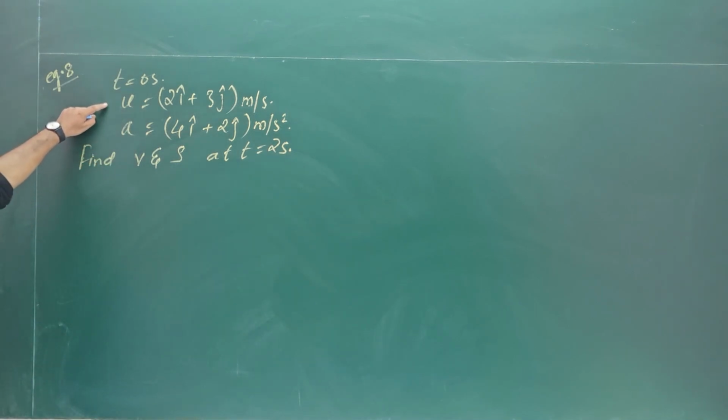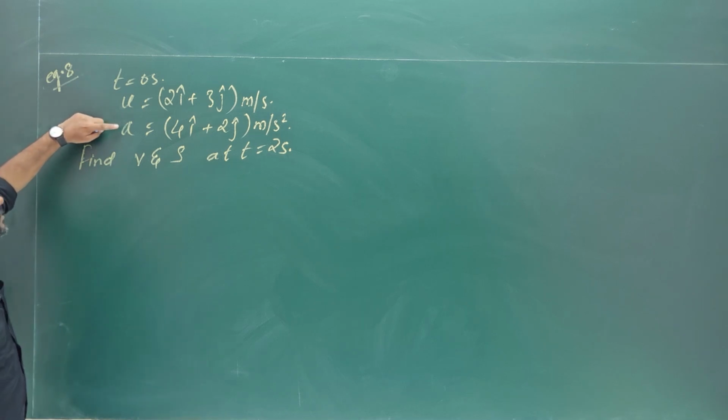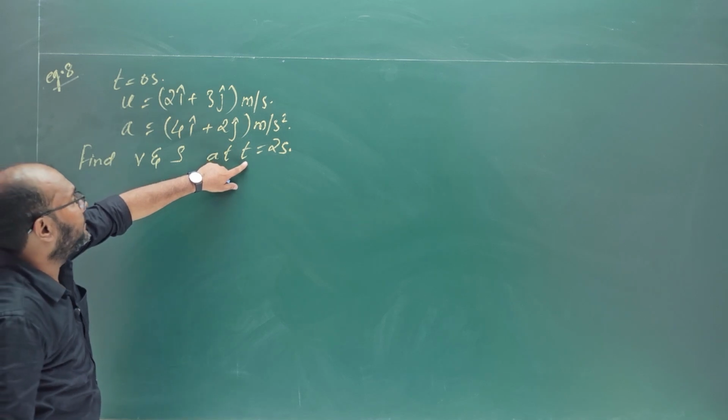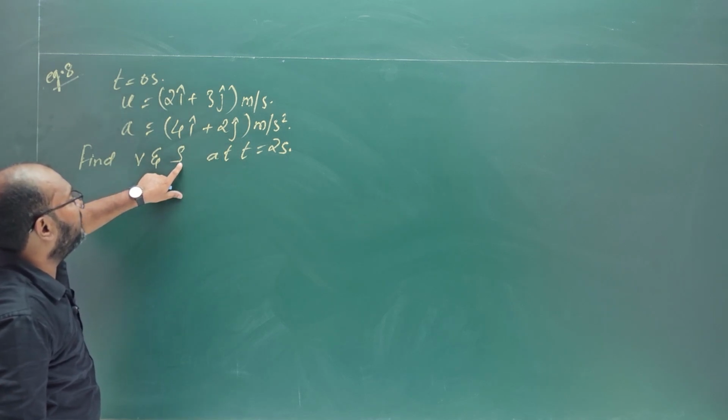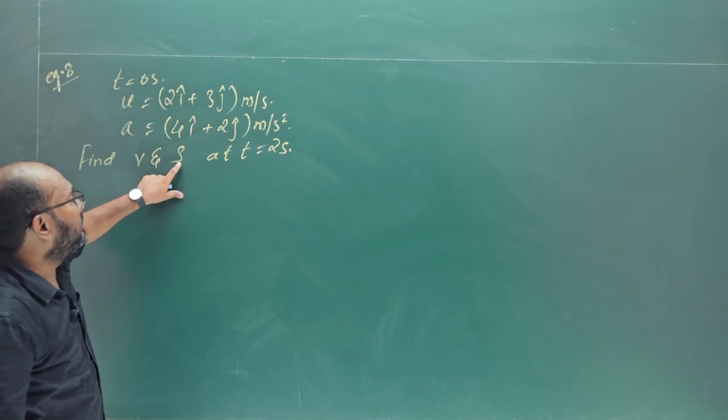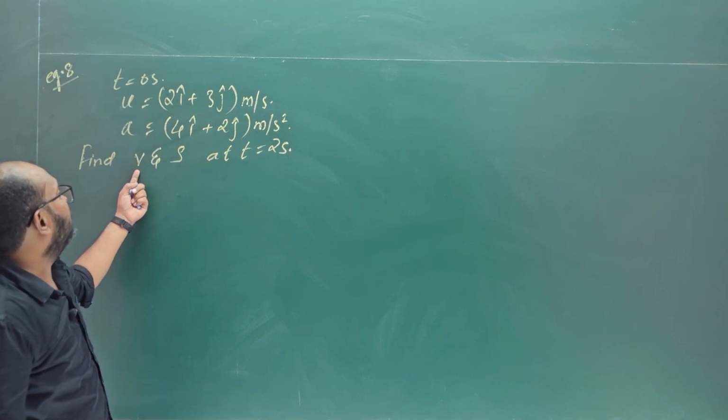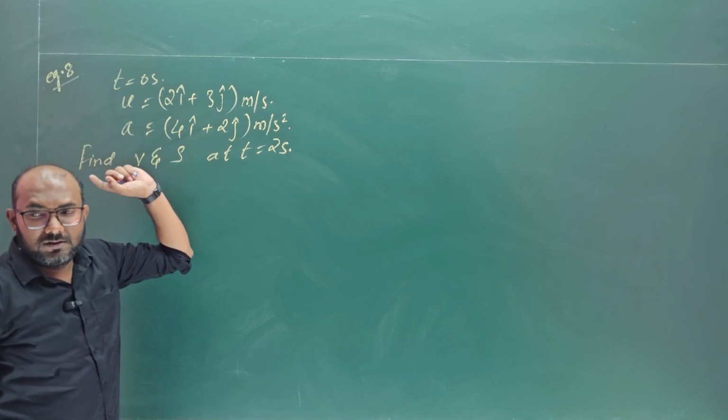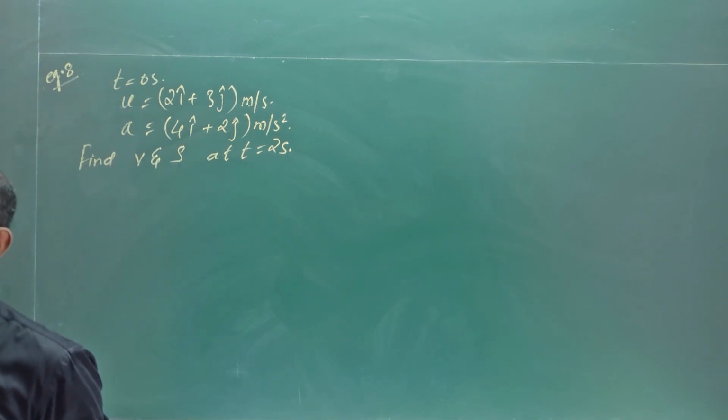First use v is equal to u plus at. Then apply those equations. You have u, you have a, and you have also t. Then apply s is equal to ut plus half at square. Then calculate and tell me this. Or you can apply v square minus u square is equal to 2as. Whatever you feel easy, you can apply and tell me the answer.